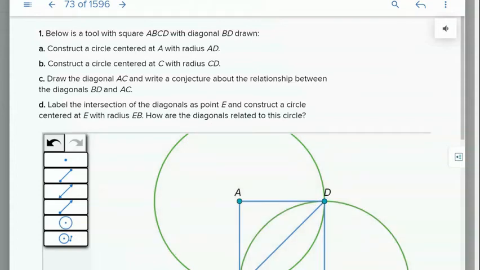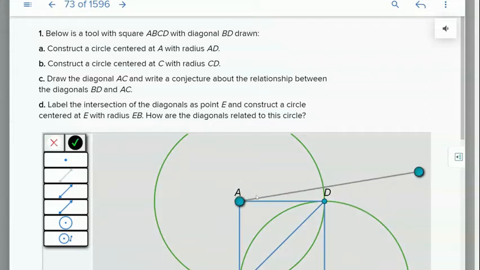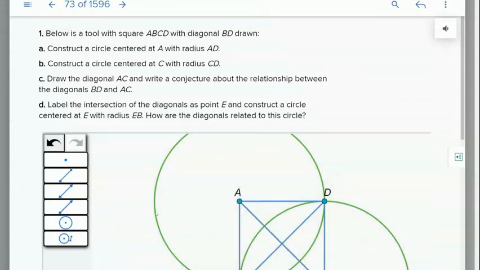Then they say draw a diagonal AC to write a conjecture about the relationship between the diagonals BD and AC. Ooh, this is an important one. So let's draw the diagonal of AC. And they say write a conjecture about the relationship between BD and AC. So those are the two diagonals. So what conjecture can we make? What can we assume, using the given information we have, to say that they have a certain relationship?